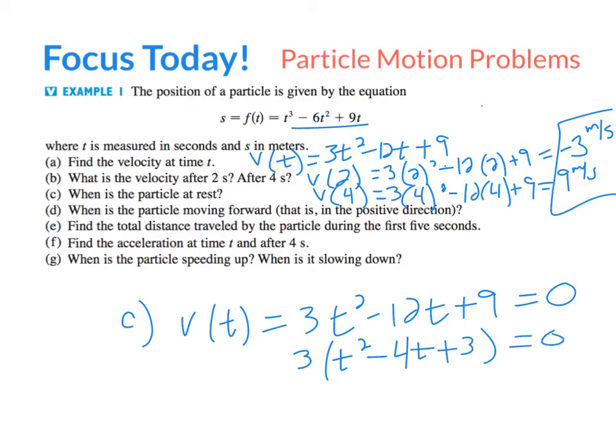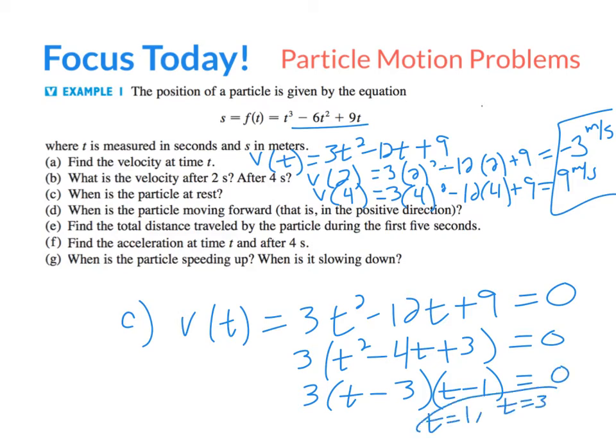Yep, it looks like it's factorable. In fact, if I factor that, I believe it's t minus 3 and t minus 1. And so that means at 1 second and at 3 seconds, that's when the particle is at rest.